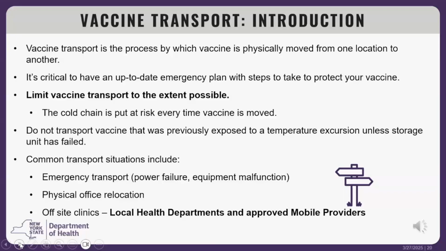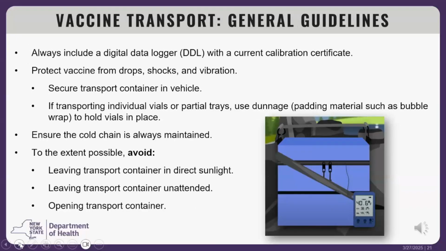Always include a data logger with a current calibration certificate during transport and inside of each temporary storage unit. Prevent vaccine from drops, shocks, and vibration. Secure the transport container in the vehicle. If transporting individual vials or partial trays, use dunnage or padding material such as bubble wrap to hold the vials in place. Ensure the vaccine cold chain is maintained at all times. To the extent possible, avoid leaving transport containers in direct sunlight, leaving transport containers unattended, or opening transport containers.